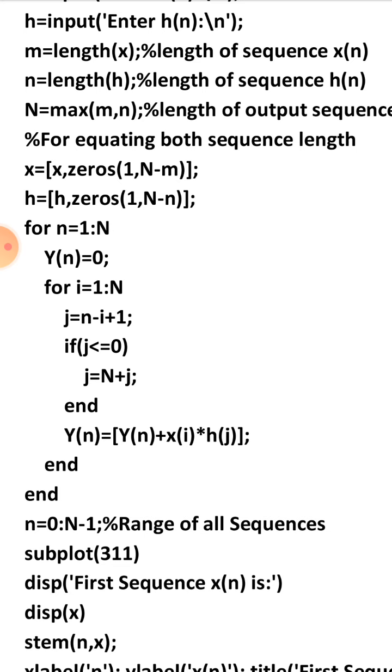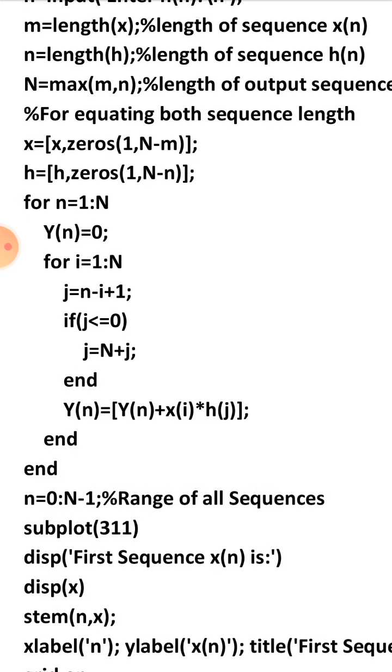So now we are doing the same for the second sequence, h is equal to zeros of 1 comma n minus n. So this will only add zeros if there is a difference between the length of the two signals. So that is very important. If it is the same, then this section won't be executed. Even if it is executed, no zeros will be added because the length is the same.